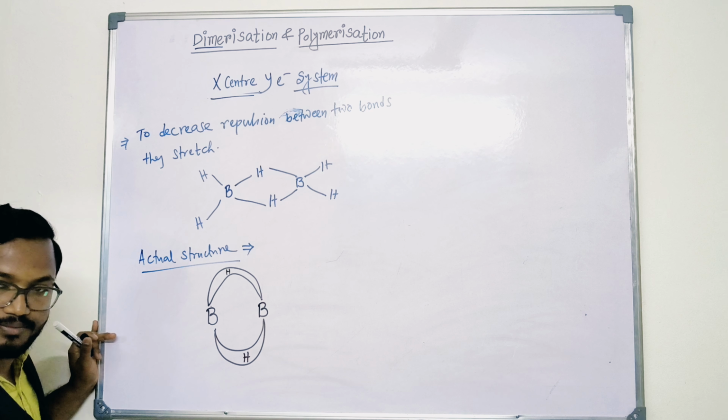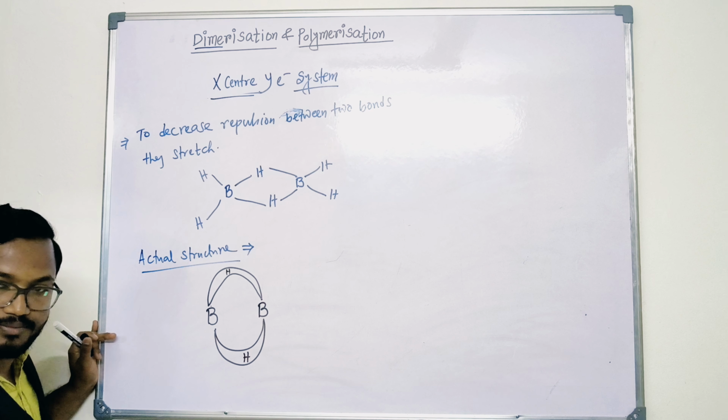So we can explain it in terms of bond length and bond angle. Regarding bond angle, we can say that the terminal bond angle is greater than the bridging bond angle. So this is the basic logic.